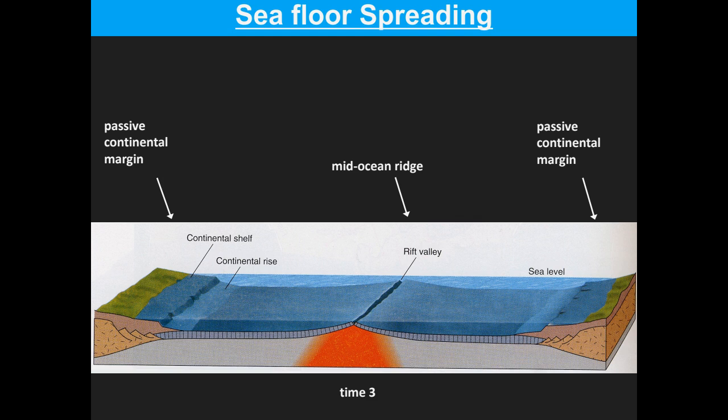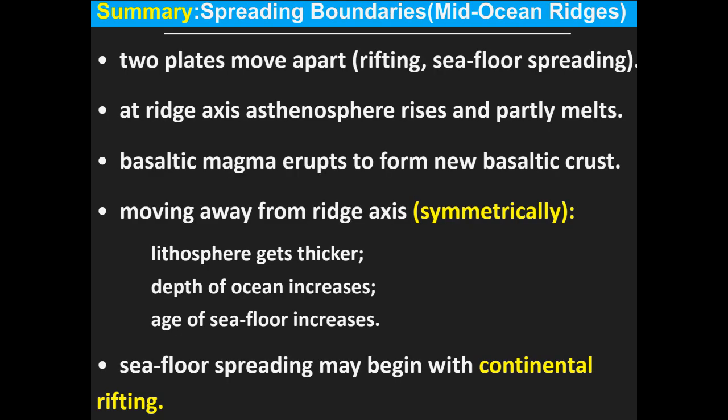So again, this is the same thing. We have seafloor spreading because all these things keep moving. So you go from continental rifting all the way to a sea and finally to an ocean. And here we go, we have the summary of the divergent boundary.